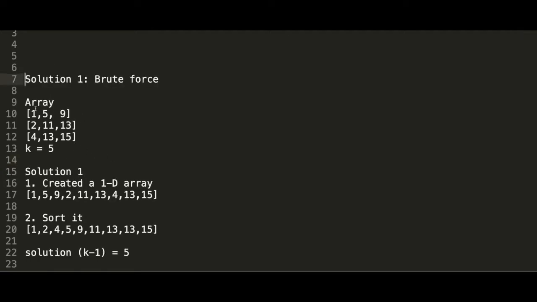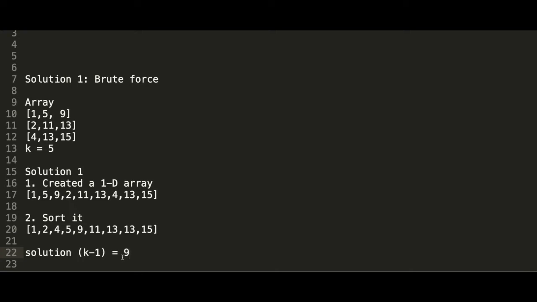You have the matrix, you create an in-memory one-dimensional array, traverse left to right, insert every element into the other one-dimensional array, and sort it. Once you sort it, to find the kth smallest element, because the index starts at 0, you do k minus 1 and you'll get the answer. The 9 will be the answer. So this is a brute force way of solving the question.